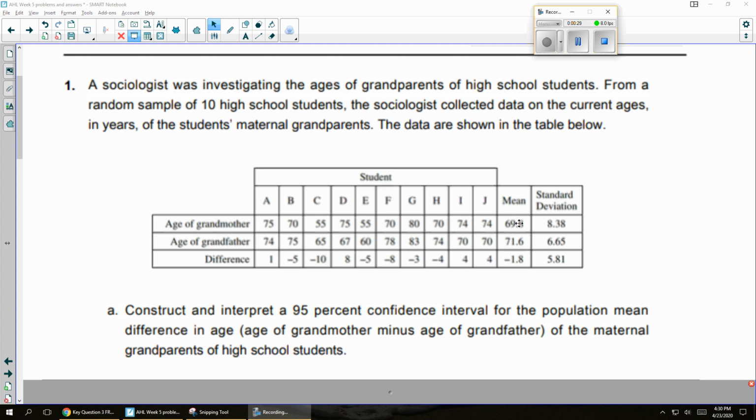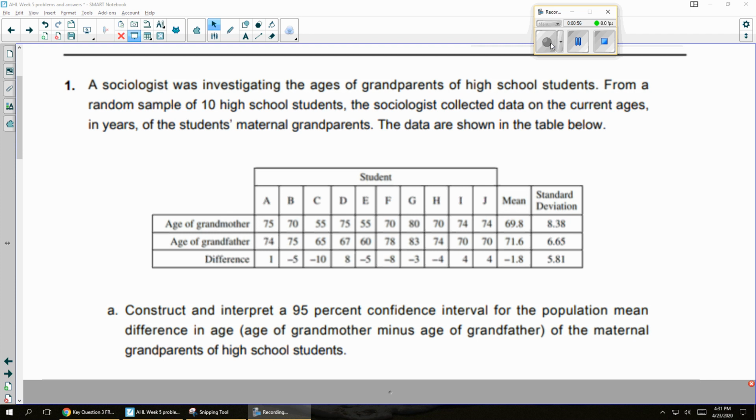Here are the differences. This is the average age of the maternal grandmothers of these 10 students, and the average age of the maternal grandfathers for those 10 students. The standard deviations, of course, are listed. And it said, construct and interpret a 95% confidence interval for the population mean difference in age of the maternal grandparents for high school students.